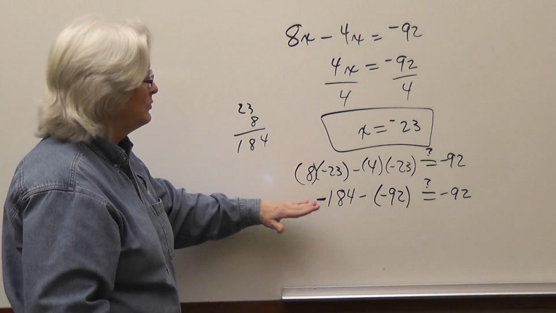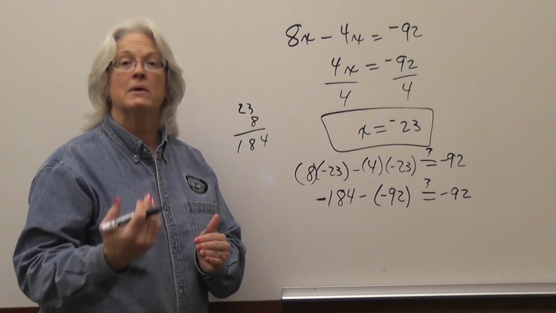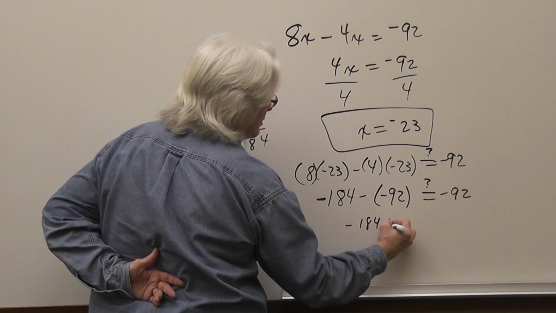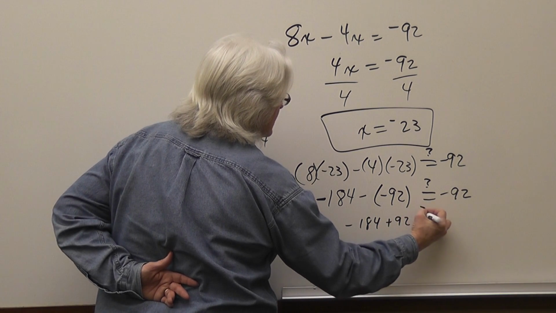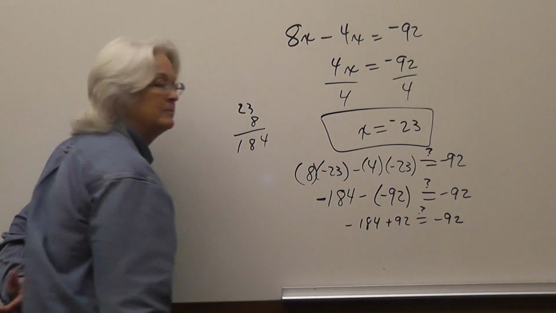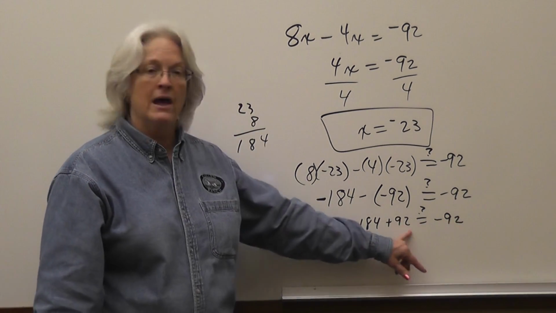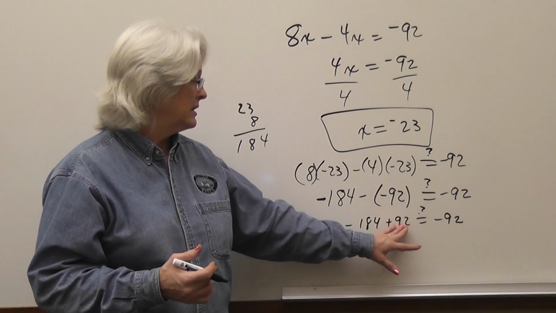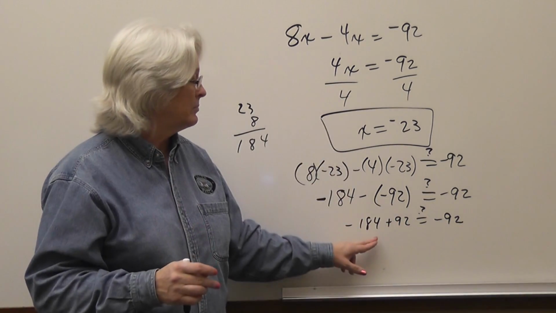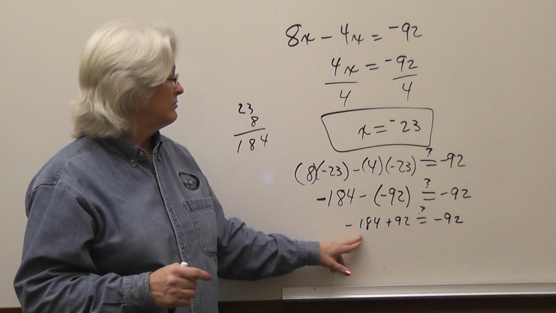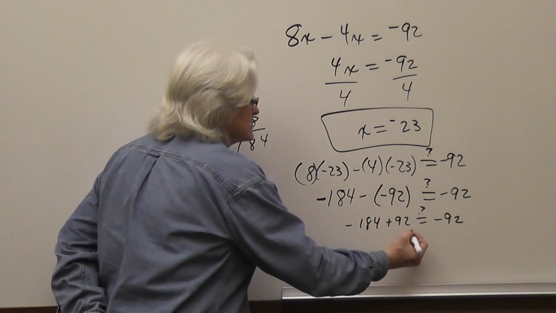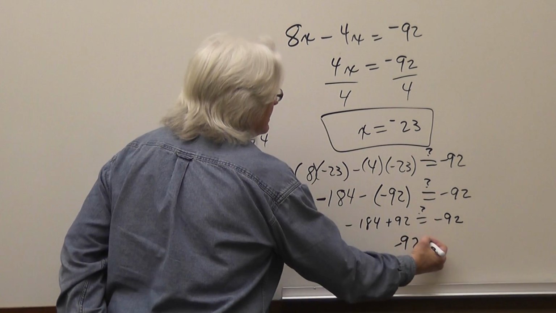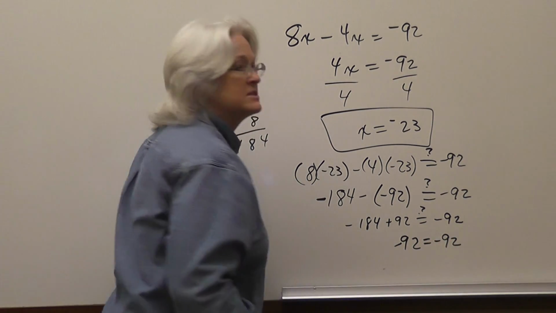This is a good illustration of why you have to constantly be on your guard. Make certain that you're not dropping a negative sign. Now we have negative 184 plus 92. Is that equal to a negative 92? And yes, it is. When you're adding oppositely signed numbers, you subtract the smaller number from the apparent bigger number, and you keep that sign. 184 minus 92 is 92. We keep the sign that goes along with the negative 184. Negative 92 is equal to negative 92.